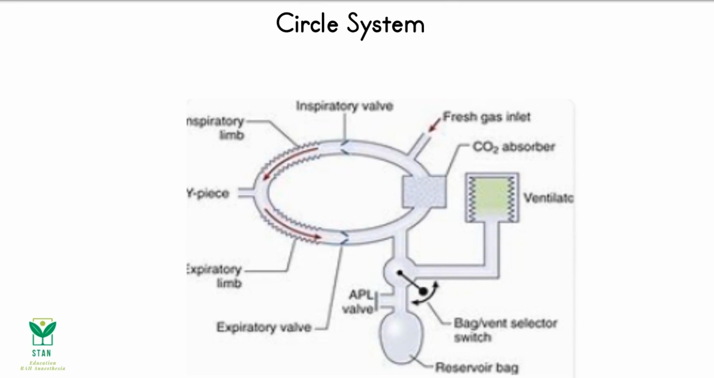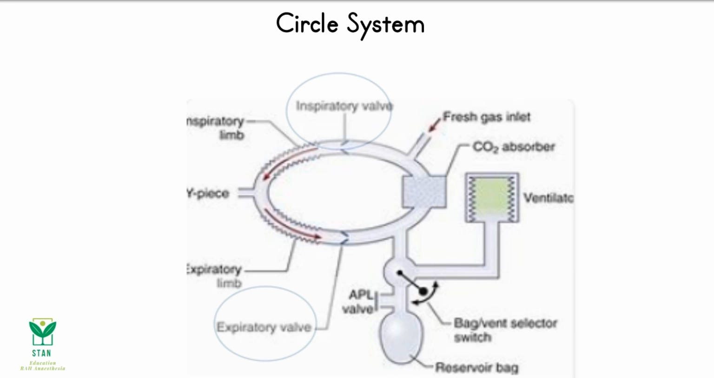On to the circle system. Key to the operation of the circle system are 2 one-way valves within the circle. There's one in the inspiratory limb and one in the expiratory limb. The inspiratory valve opens when the patient breathes in and shuts when they breathe out. The reverse happens with the expiratory valve. This means that the patient doesn't breathe in any expired gas containing CO2, and also that no expired gases contaminate the inspiratory limb of the circuit.